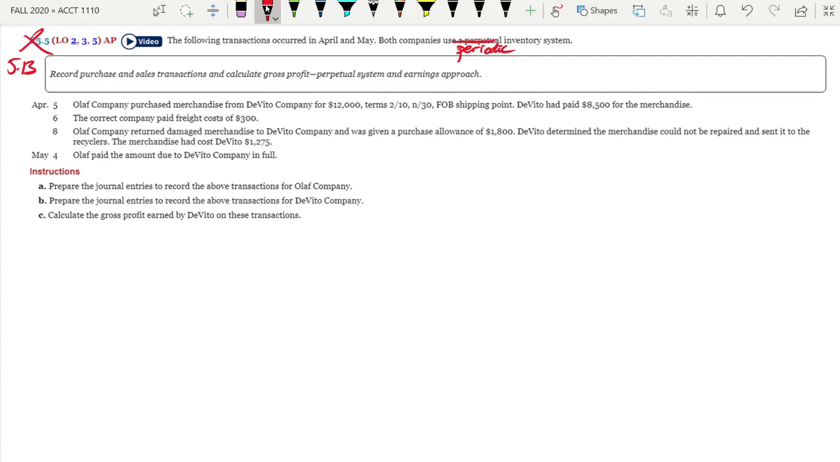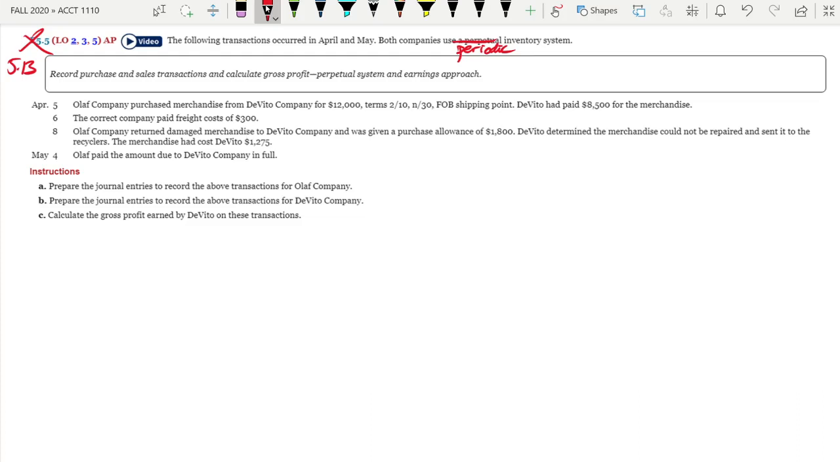I think instead of showing you question 5.13, which doesn't actually have the information needed to answer the question, I'm leaving up 5.5 so you can see the transactions, and then we can talk about those. Alright, so with that being said, we need to do the journal entries for both Olaf and DeVito. Who's who? Olaf purchased merchandise from DeVito. Prepare the entries for Olaf, who is the buyer, and then DeVito, who is the seller.